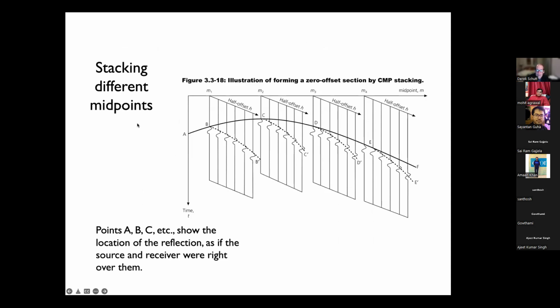We can stack different midpoints. So we can stack midpoint 1, midpoint 2, midpoint 3, and this forms a structure shown here by A, B, C, D, and E that actually looks like the layer in question, as if the source and receiver were directly over the layer. So what this does is it takes multiple source receiver paths and stacks it down into one data trace by midpoint. And that adds, and that augments the data.